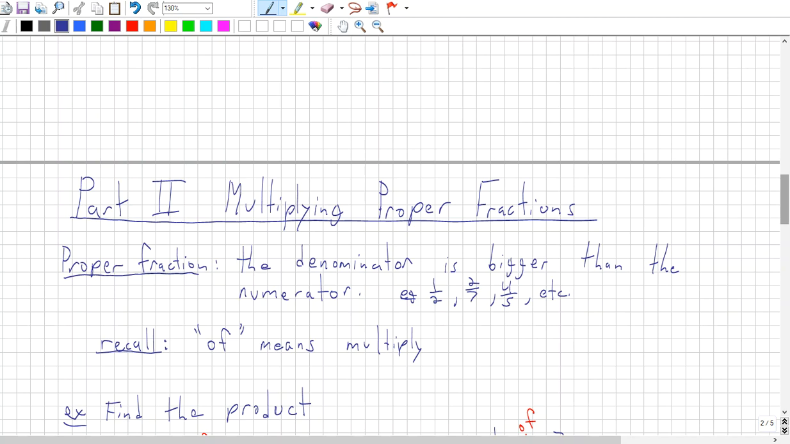Multiplying proper fractions. A proper fraction is when the denominator is bigger than the numerator. A half, 2/7, 4/5, and so on. Improper fractions are the opposite. It's when the numerator is actually larger than the denominator. Of, as we just saw, means multiply.